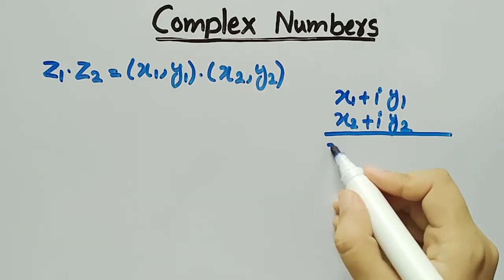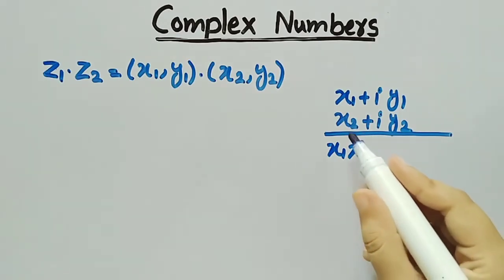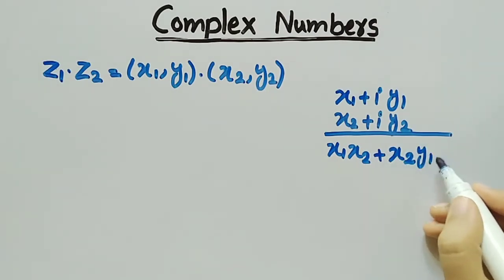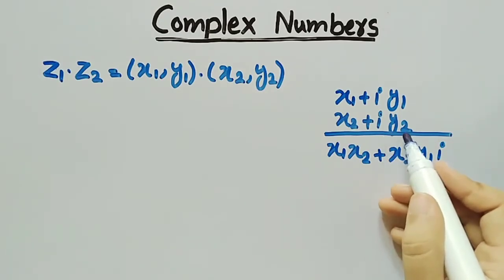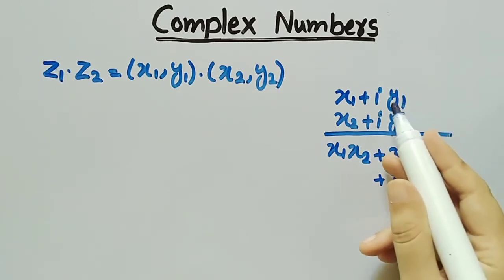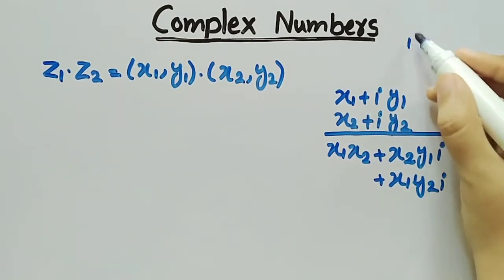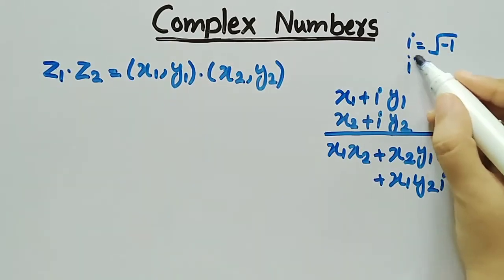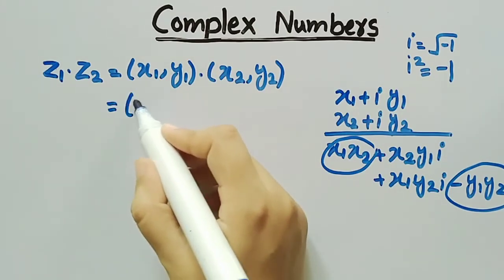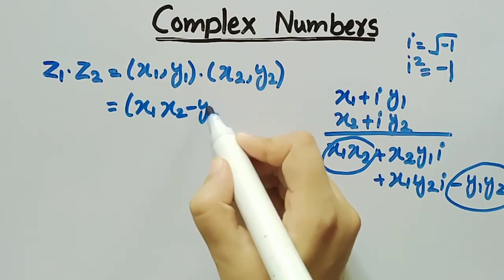x1 times x2 gives x1 x2. When x2 is multiplied by iota y1, we get x2 y1 iota. Iota y2 times x1 gives x1 y2 iota. And when iota y2 is multiplied by iota y1, we know that iota is equal to square root of minus 1 and iota squared is equal to minus 1. So we get minus y1 y2. So we write the real part in the first place of the ordered pair, which is x1 x2 minus y1 y2.